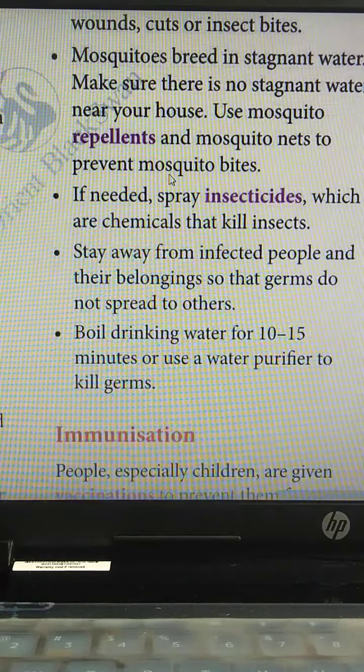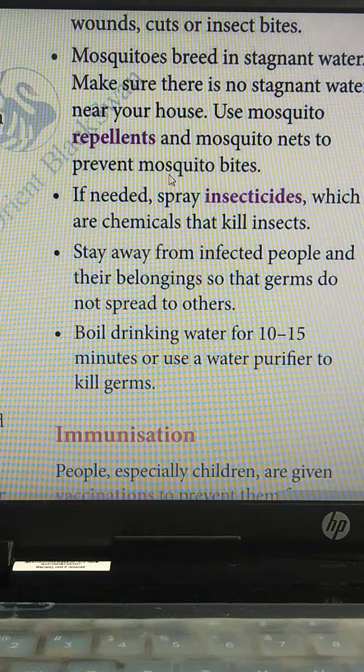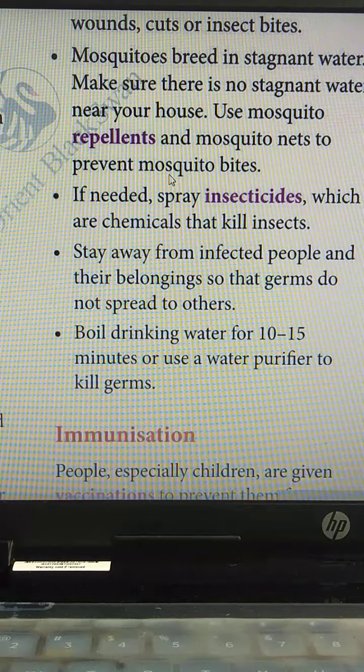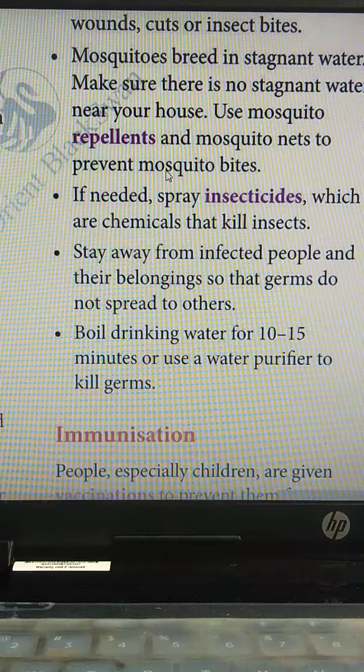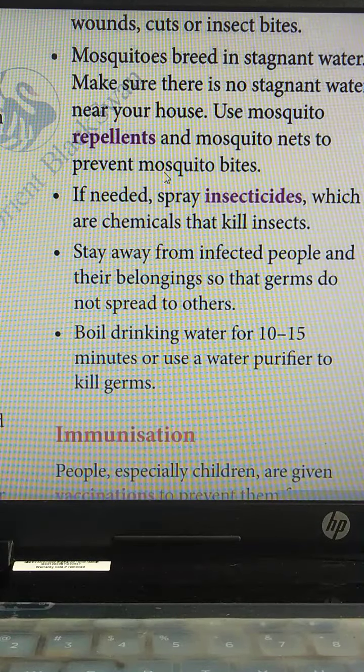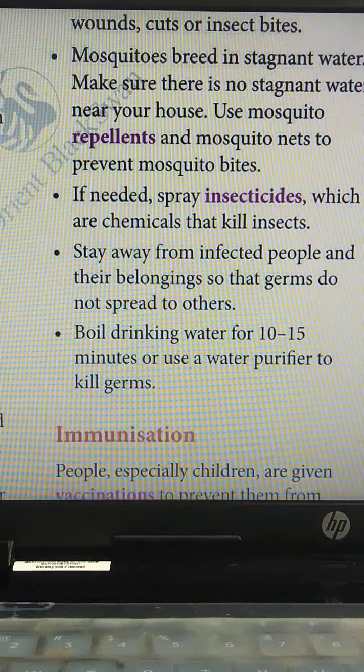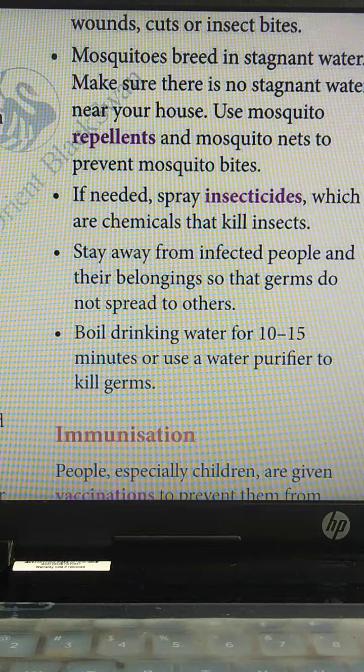Then mosquitoes breed in stagnant water. Make sure there is no stagnant water near your house. Use mosquito repellent and mosquito nets to prevent mosquito bites. We are talking about how we must keep our surroundings neat and clean. We must take care. There should not be any stored open water nearby your place.